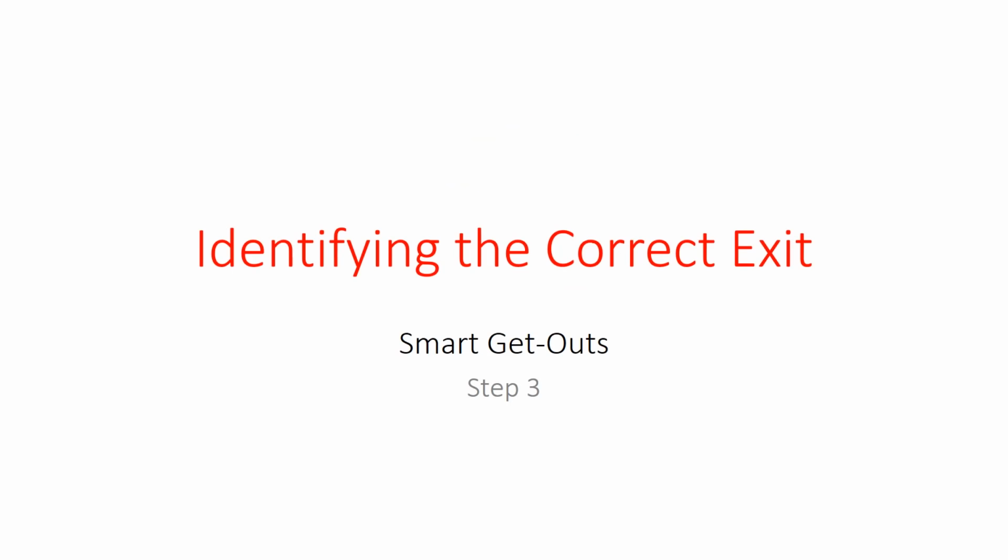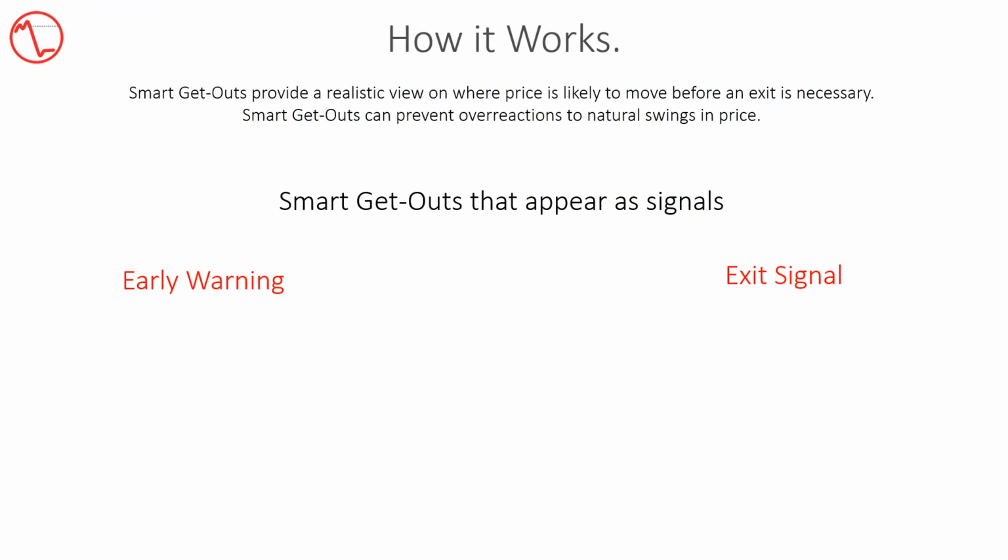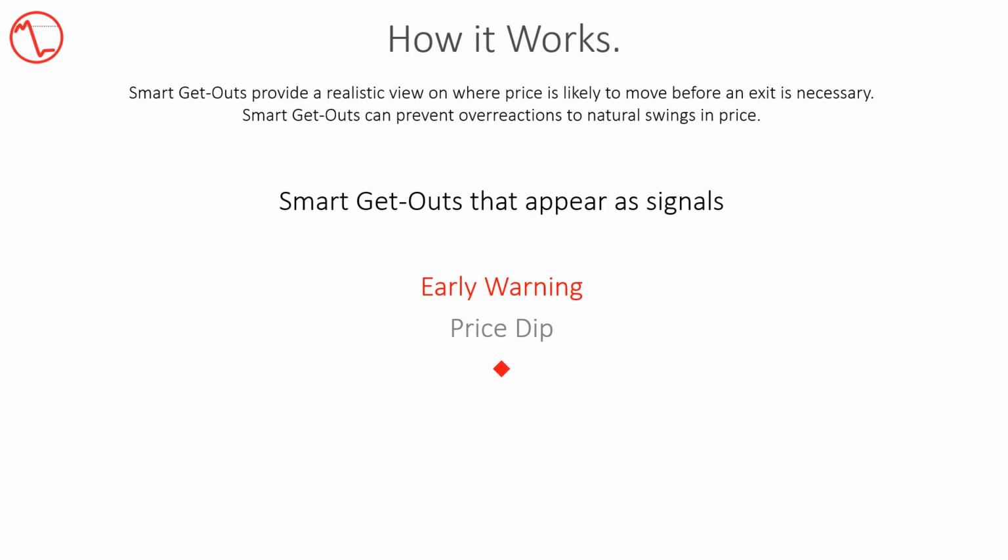In step 3, we're going to identify the correct time to exit your trade. Smart get-outs provide a realistic view on where price is likely to move before an exit is necessary. The goal is to prevent traders from overreacting to natural swings in price. Early warning signals identify when a downward movement in price may occur during an upward trend. Now, when you're in a trade that's making a nice upward trend, you'll be able to predict when price is going to dip down. Imagine knowing that price is about to move down days before it even happens.